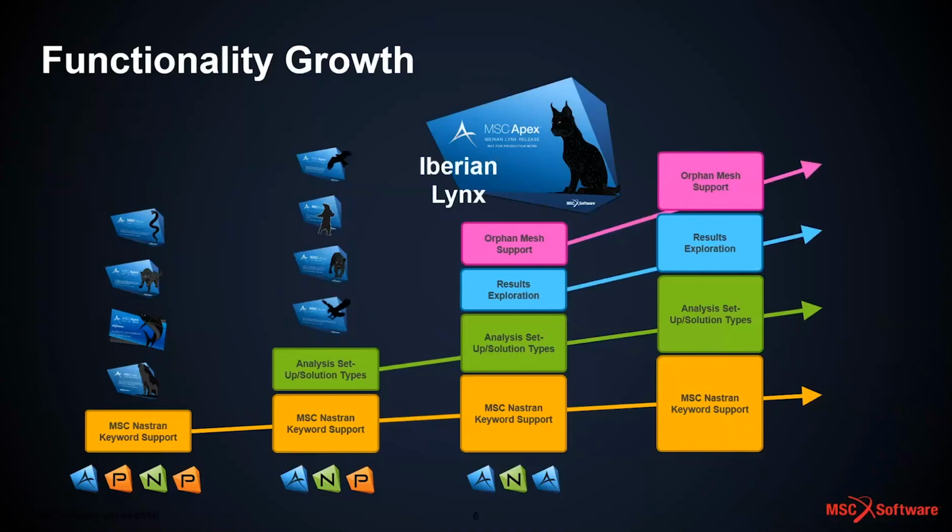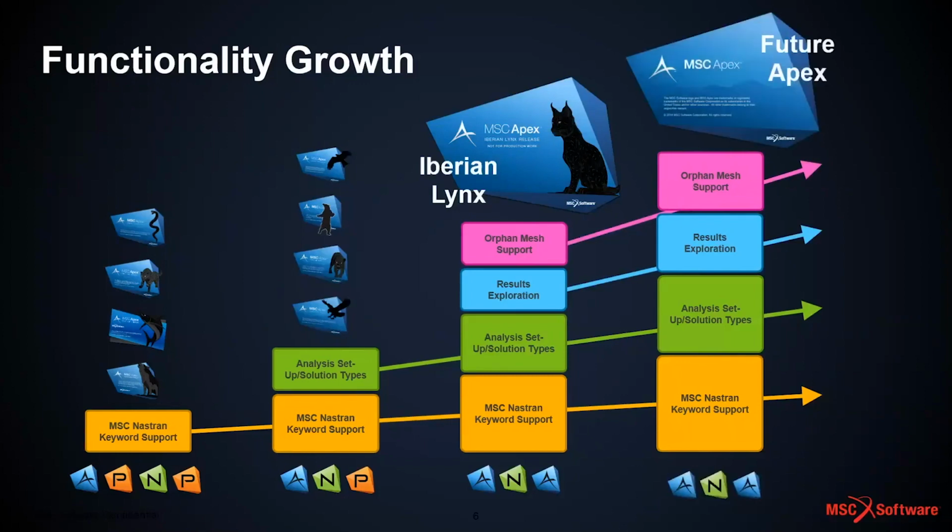So it opens up a world of horizons for you to see that you can start from the legacy BDF model, merge it with the CAD model, build the model completely inside Apex, and then export it as Nastran, use Nastran to run the simulation, and post-process using the HDF5. That is the power of Iberian Lynx that we're introducing today.